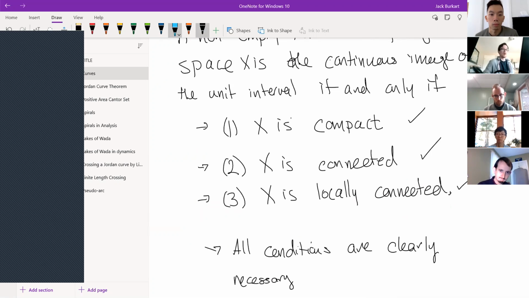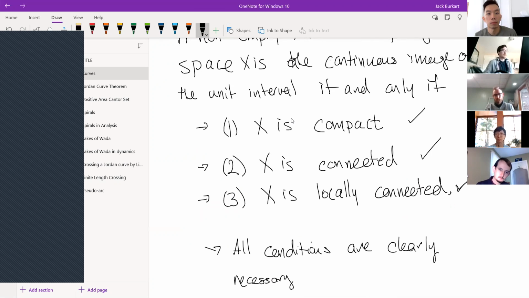That's actually a somewhat annoying exercise to prove. I remember spending a long time doing it a few years ago, and I never want to do it again. I'm pretty sure I've forgotten how to do it actually. But it's just three really simple necessary conditions that a curve must satisfy, at least its image. And it turns out that these are all sufficient. If you give me any space that's compact, connected, and locally connected, I can parameterize it.